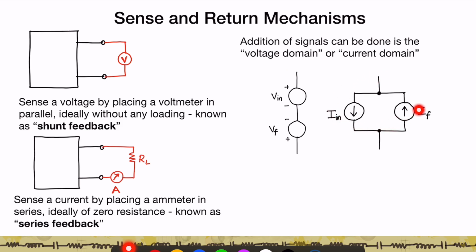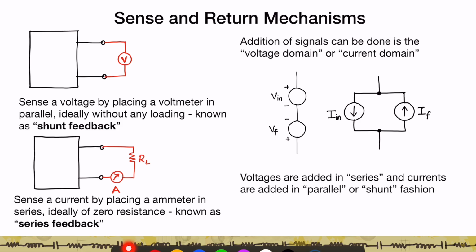And when we add or subtract currents, we connect them in parallel. So if I have an input signal and a feedback voltage, I would connect them in this fashion, where my generated voltage is connected in series with my input voltage. However, if I'm doing a current feedback, my feedback current is going to be connected in parallel to my input current. And so we see that the voltages are added in series at the input of the open amplifier and the currents are added in parallel.